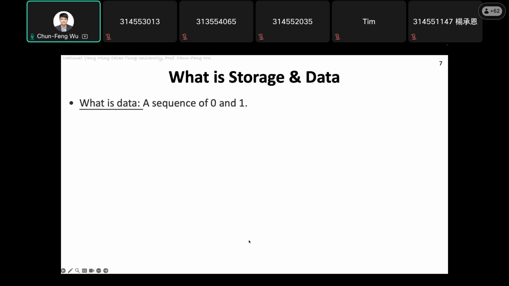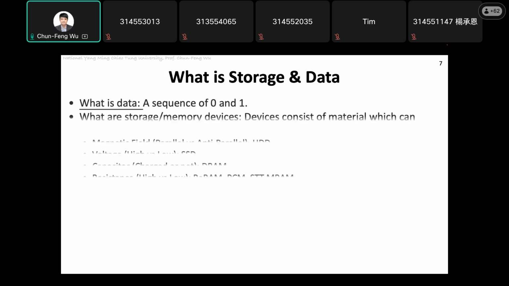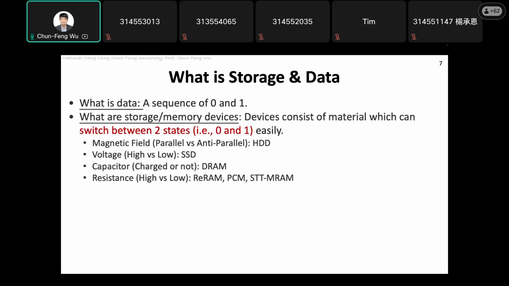So after talking about the architecture part, let's move to some higher level stuff. What is storage and what is data? Because we say the data is stored in the storage device, right? So what is data? Data, as you learned, is a sequence of 0s and 1s because we are using the binary system, right? But have you ever thought about how those storage devices store 0 and 1? Because 0 and 1 is more abstract, right? This is a kind of concept.